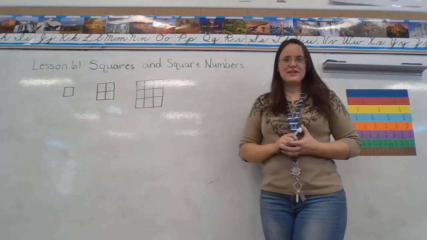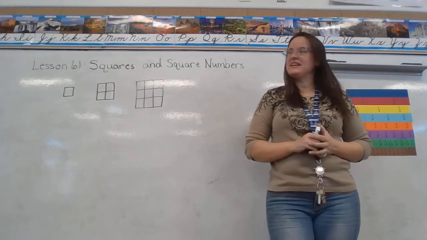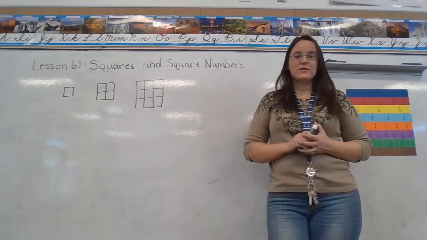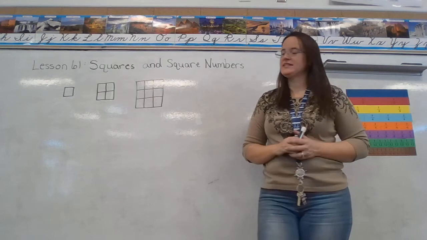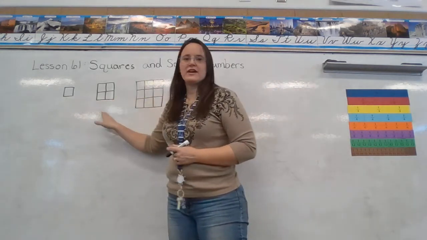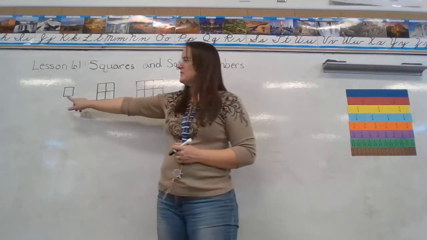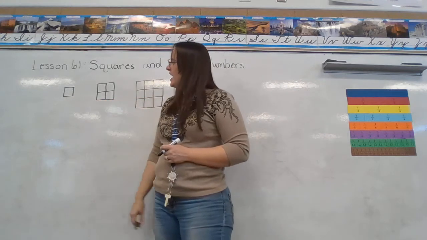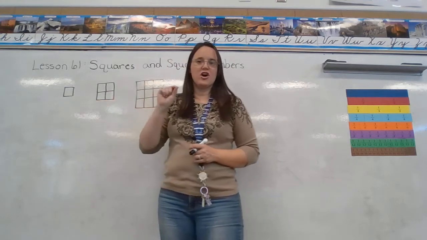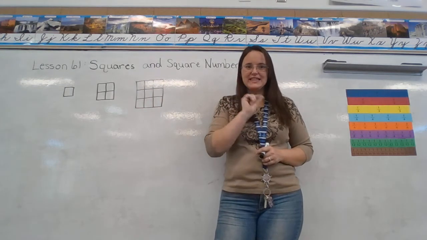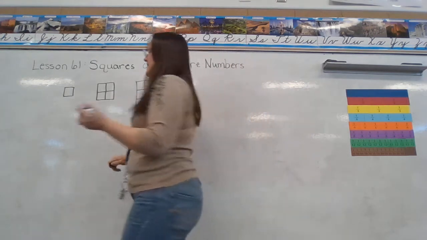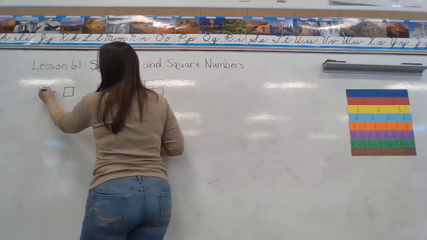Hi class, today we are on Saxon Book 3, Lesson 61, and we're going to talk about squares and square numbers. So I have a couple of squares here. We're going to start with this one on the left. This is called a square unit. It is one little square. The side lengths are 1 unit each.